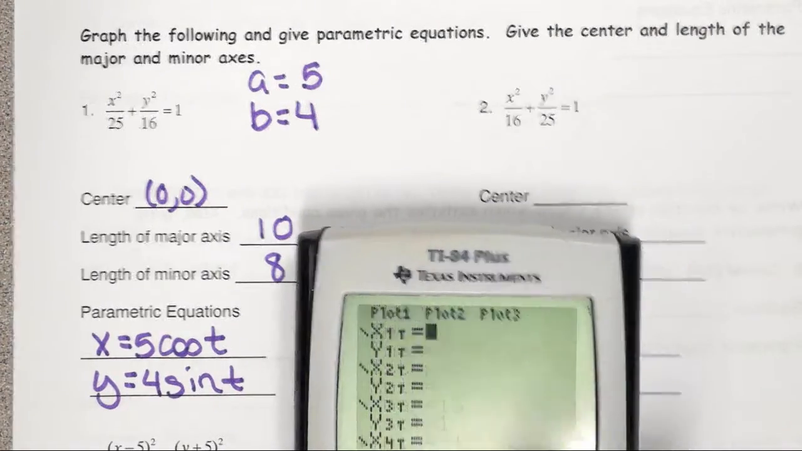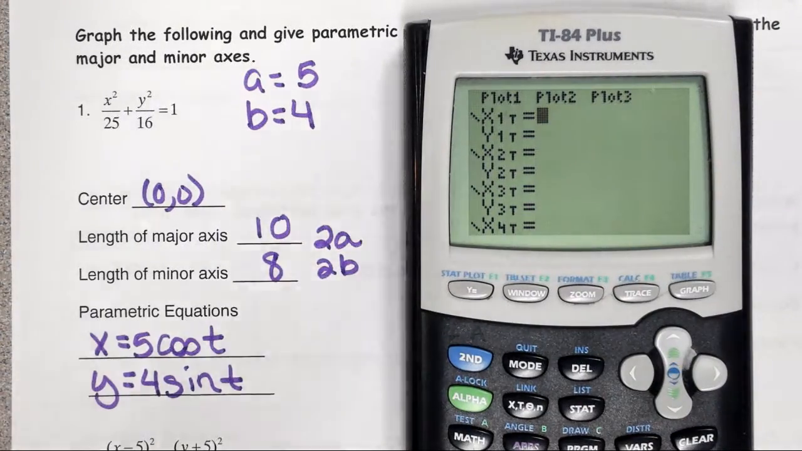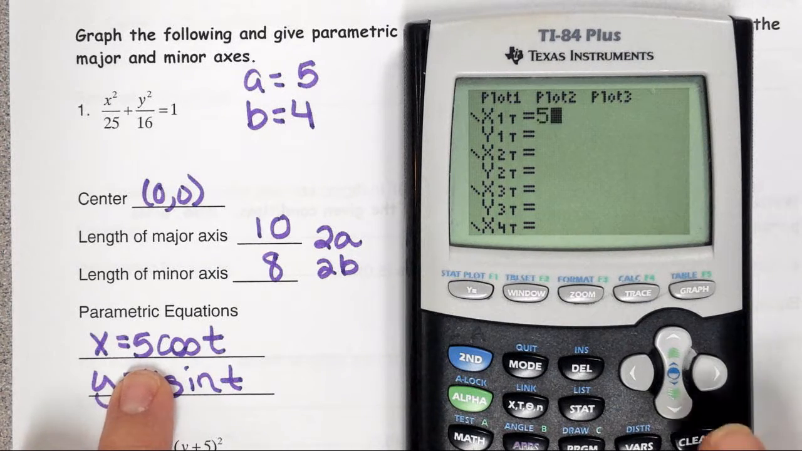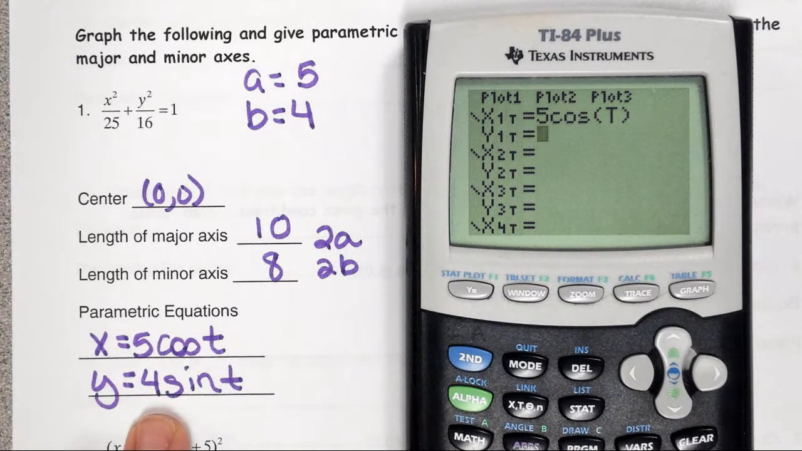Okay, so now let's practice putting it in the calculator. Go to your y equals, and you will now see that you have 2 equations, one that says x equals, one that says y equals. And we're simply going to go type these in. 5 cosine t, close parentheses. Your t is the same spot as your x. In your y, you're going to type in 4 sine of t, close parentheses. And you're going to hit graph.